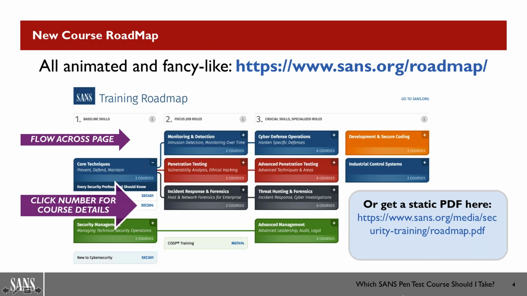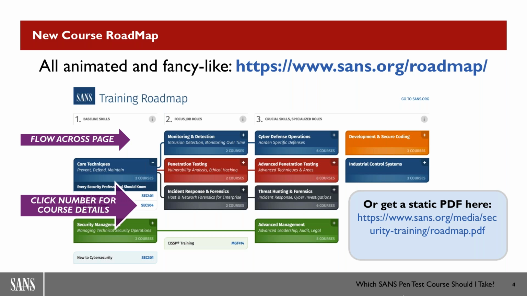So SANS spent a lot of time and a lot of effort. In fact, this was over a year in the making to put together a new course roadmap. And it's all animated. It's super fancy. It's really quite nifty. You can get it at the URL you see on the screen here, https://www.sans.org/roadmap. Easy to type. I hope it's easy to remember.